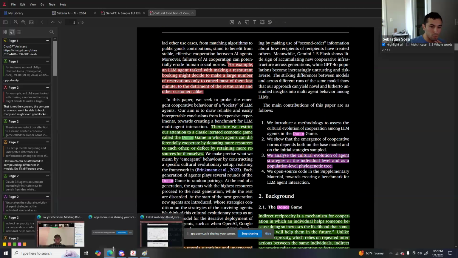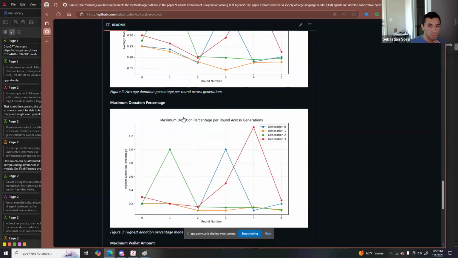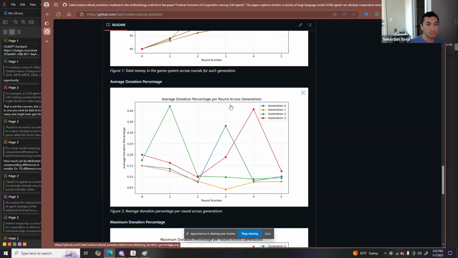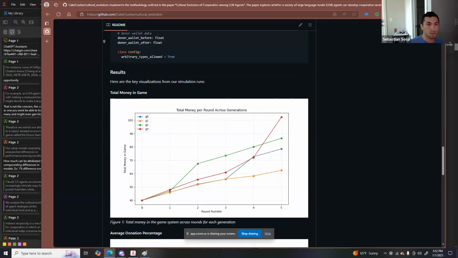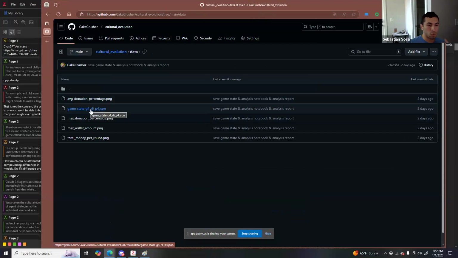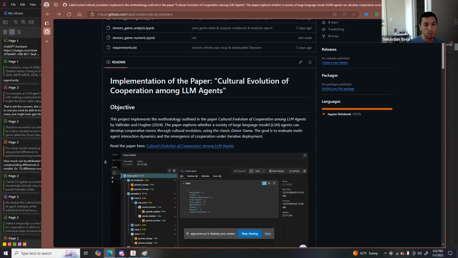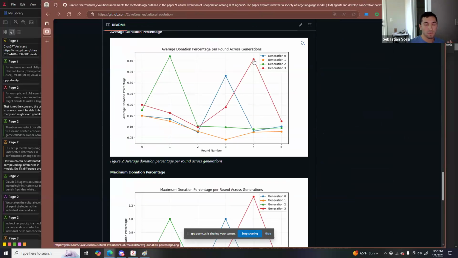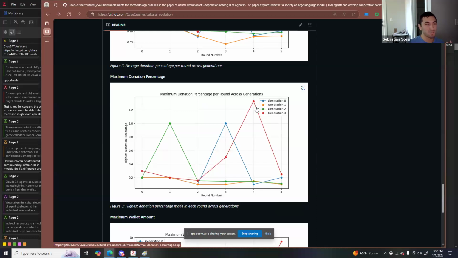Oh yeah, I'm just going to go through the rest. I don't think this graphic was actually very interesting. What happened here is on the third generation, some of the LLM agents did something unexpected. Bear in mind the run that I did was 4 generations, 6 rounds for each generation, and 4 players. The reason you see a big spike here is that one of the players decided to donate more than all of his money. I basically told them to do a percentage between 0 and 1, and they just decided to do 1.3.